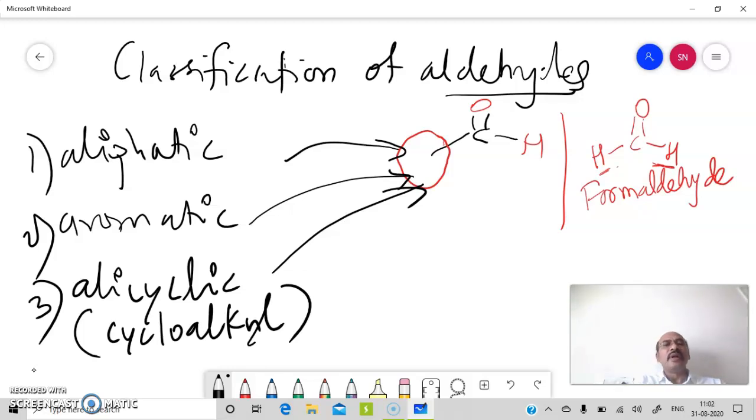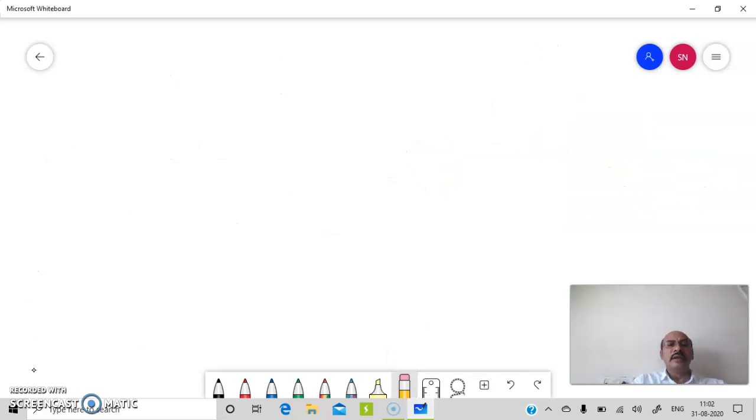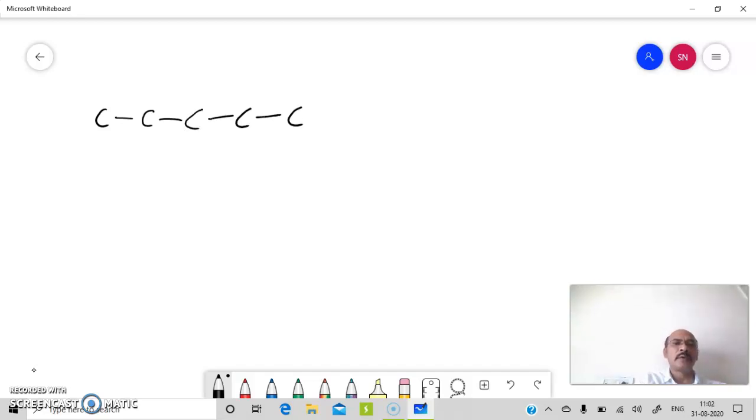So we'll see how those kinds of carbon skeletons look like. So here first we will see. I am drawing certain carbon skeletons here. I am writing a molecule of 6 carbon here. Okay, here again I am writing a molecule of 6 carbon.